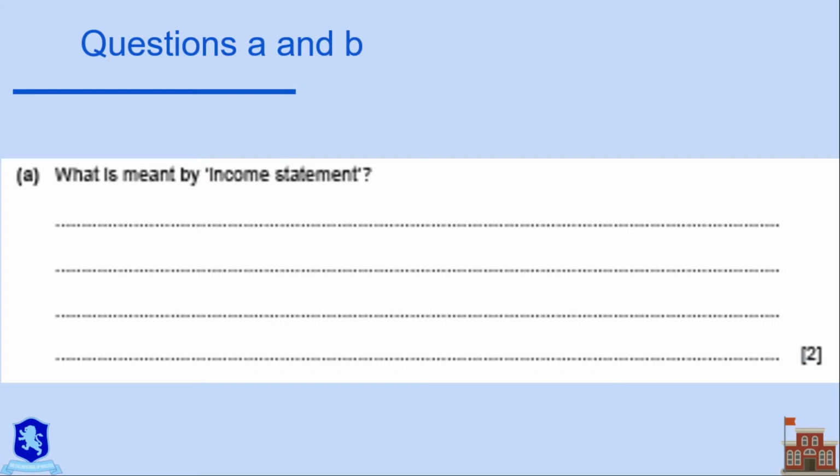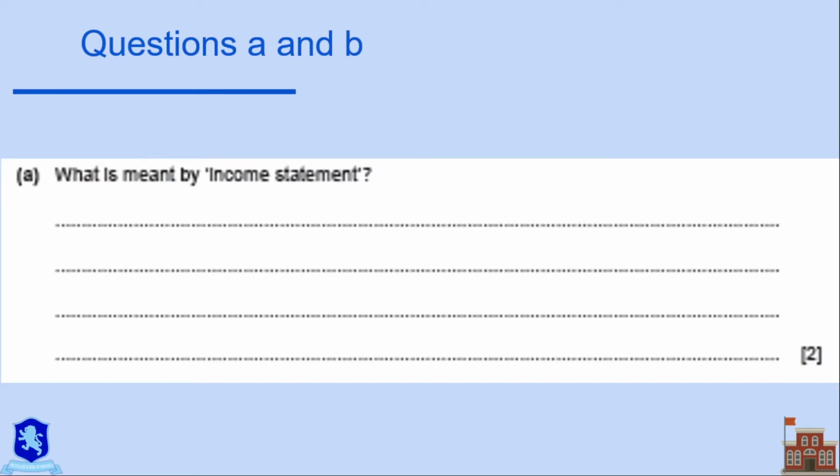So, in questions A and B, you can be asked to define a concept, to identify features of a concept, or to make a calculation. So all you have to do is to show knowledge and understanding. For example, what is meant by income statement? Here, you simply have to write the definition. Your definition must show clear understanding.